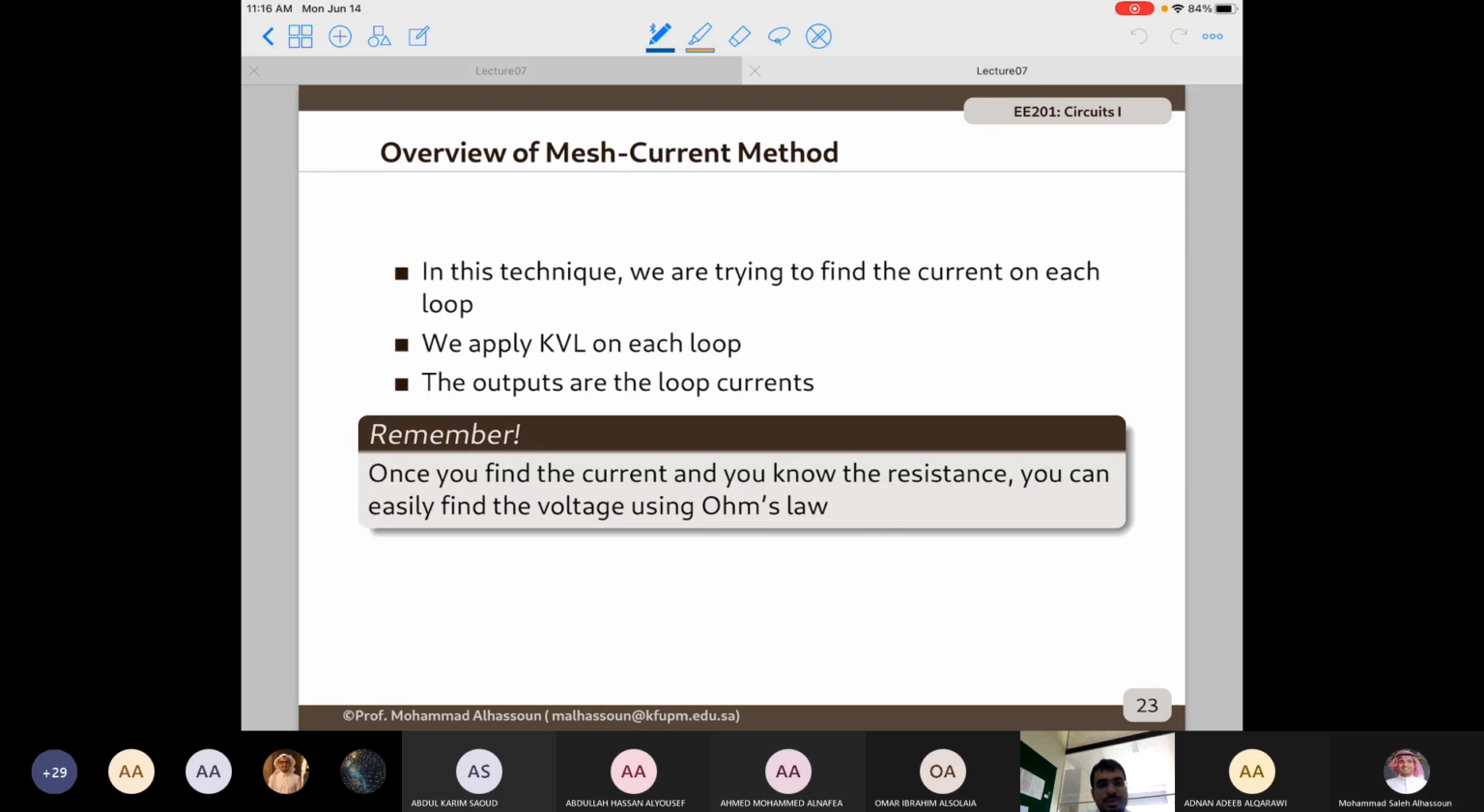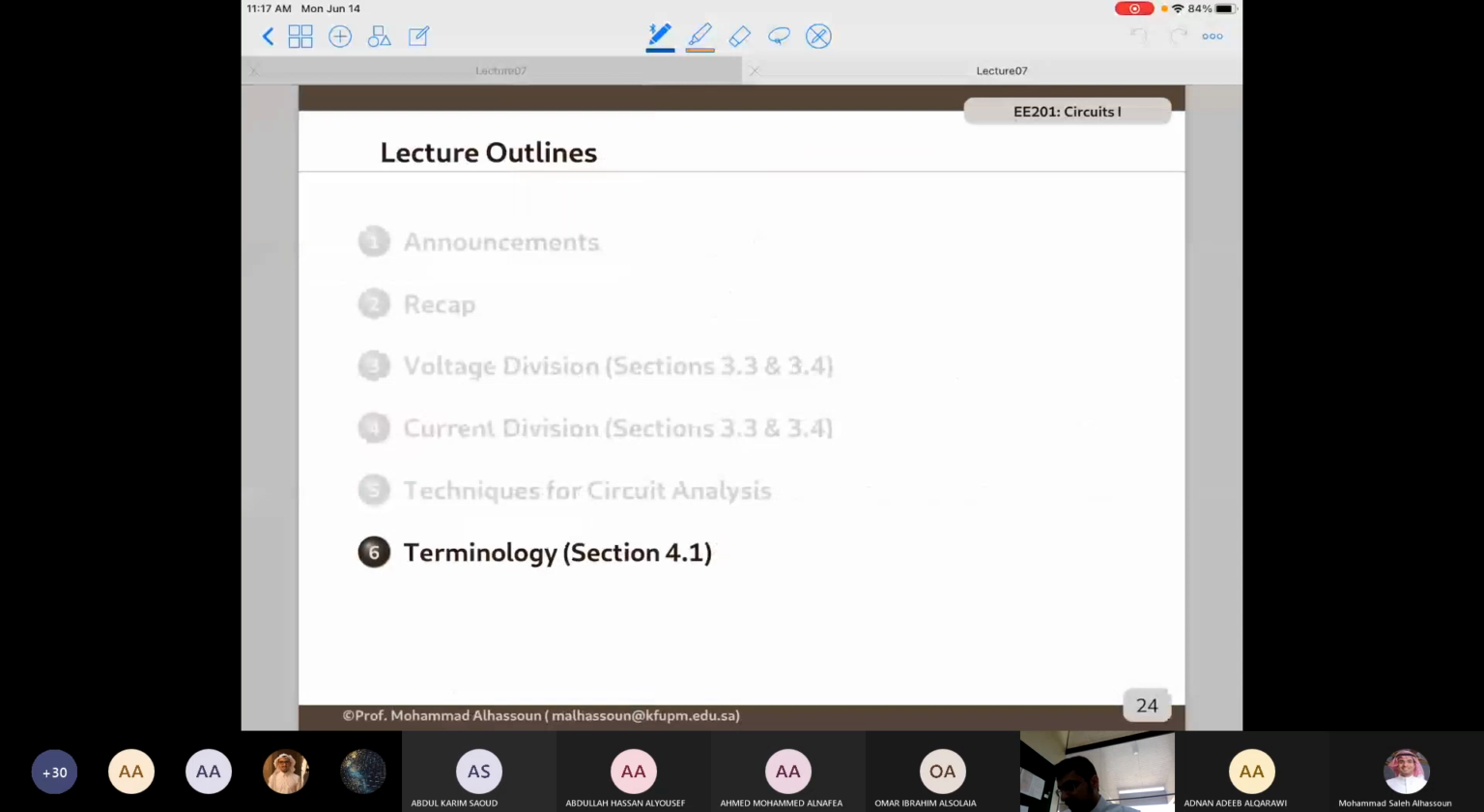The mesh current method is the opposite. So we're trying to find the currents on each loop. We can use KVL to find this current. And if I know the current on each loop, I can find the voltage just by applying Ohm's law. So the moral of the story is the following. We can use a systematic way, and we have two options. One method allows us to find the current, and from the current we can find the voltage. The other method allows us to find the voltage, and from the voltage we can find the current. Okay, so this is just a brief introduction. We'll deep dive into them in the following lectures.